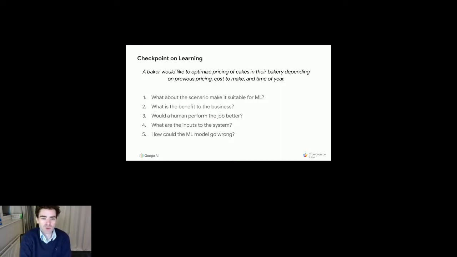Would a human perform the job better? What do we say when we answer this question? That is a question of opportunity cost. So would it perform better? How long would it take the human? Would it take them 100 years to do this? How much data is there? Could the baker be baking while the machine learning learns?